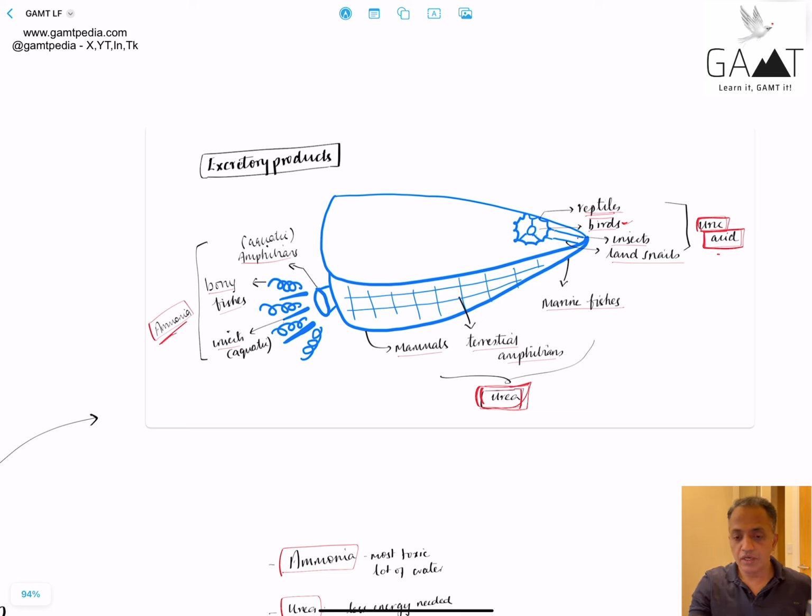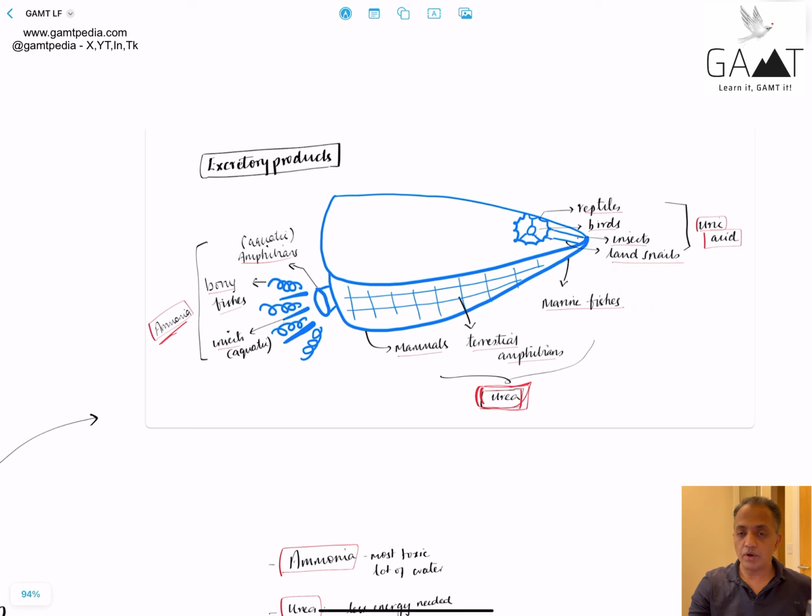So what does this signify? When you look at the steering wheel here, the outline of the steering wheel resembles the letter R, which stands for reptiles. The design in the middle resembles the letter B, which stands for birds. One limb of the steering wheel resembles the letter I, which stands for insects. The other one is for land snails. So these are the 4 organisms that excrete uric acid: reptiles, birds, insects, and land snails.